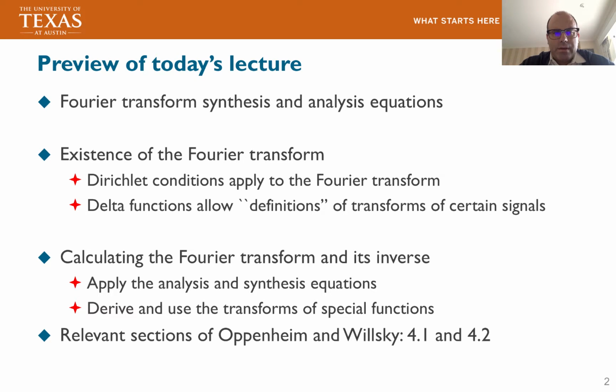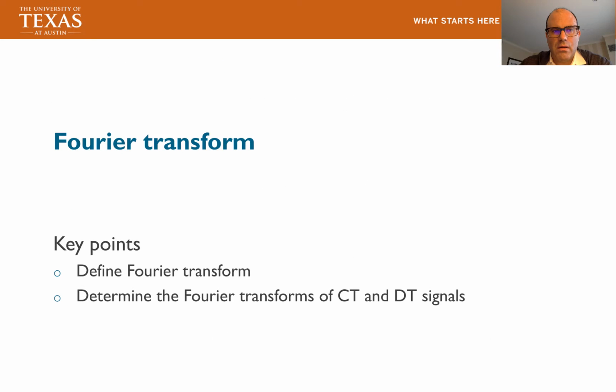Second, we're going to look at the existence of the Fourier Transform, including the Dirichlet conditions. Then I'm going to show you how we can use the Dirac delta function to define transforms of signals that don't strictly satisfy the Dirichlet properties. And finally, we're going to look at examples of calculating the Fourier transform and the inverse. The relevant sections of Oppenheim and Willsky are 4.1 and 4.2.